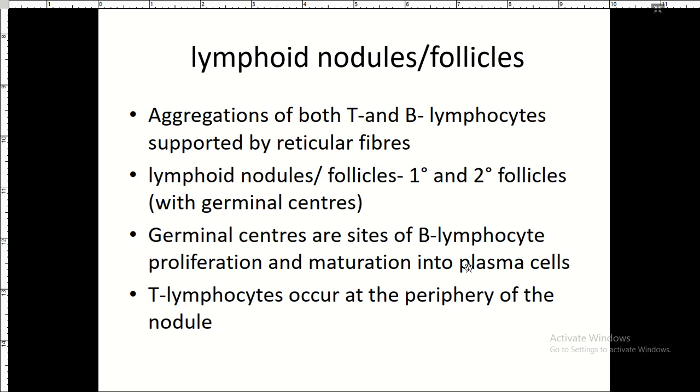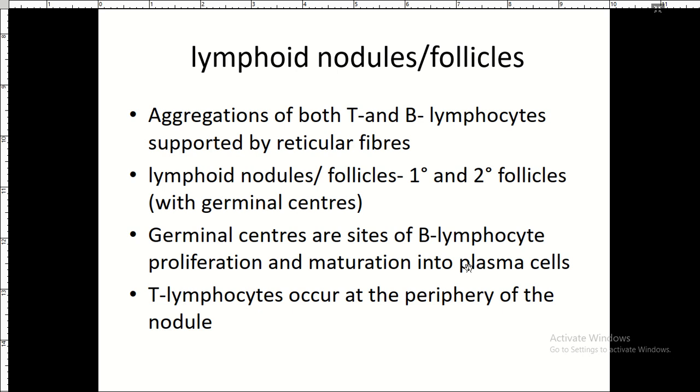So lymph nodules, like I said, are aggregations of T cells and B cells supported by reticular fibers, type 3 collagen. These nodules are classified into primary and secondary. Primary is just an aggregation of T lymphocytes with no germinal center. Whenever you find a germinal center, that becomes a secondary lymphoid nodule. You understand now? Whenever there's a germinal center, that's a secondary.